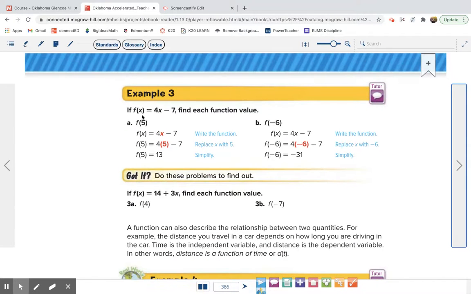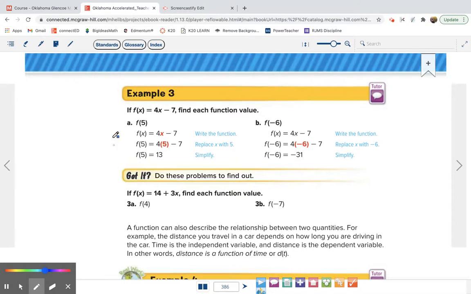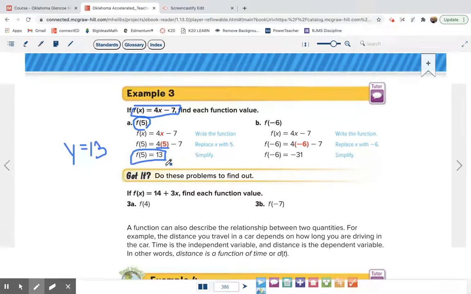It says, if f of x equals 4x minus 7, find each function value. For A, it says f of 5. That's how you would read that. That is a whole question: what is f of 5? What that means is you take the function up here and plug that value in for x and solve. 4x means 4 times x, so f of 5 means I'm going to have 4 times 5 minus 7. So we multiply. 4 times 5 is 20, minus 7 is 13. We just leave it at that. f of 5 equals 13. It's the same thing as if we said y equals 13, but now it's in function notation.